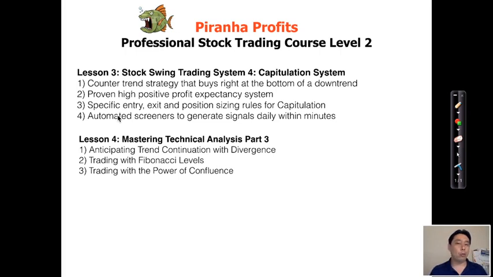In lesson 4 of level 2 course, you'll be learning Mastering Technical Analysis Part 3. You'll be learning about how to anticipate when a trend will continue through, again, divergence patterns Part 2. You learn about how to incorporate Fibonacci levels, retracement and expansion to increase your probability. And one of the most powerful techniques used by professional traders is trading with the power of confluence. Confluence means you're waiting for all technical signals to come together at the same time.